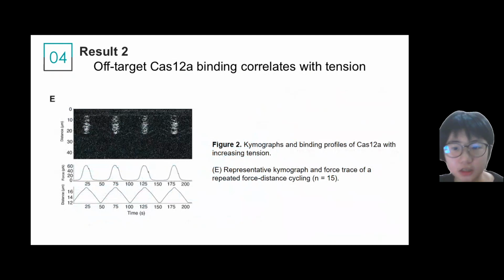Okay, in figure E, we can show the relationship between the increased tension and the binding. In low forces, binding is determined by PAM. Instead, in high forces, binding is determined by the sequence of the CRISPR RNA.